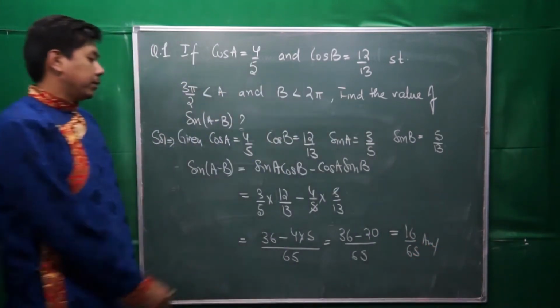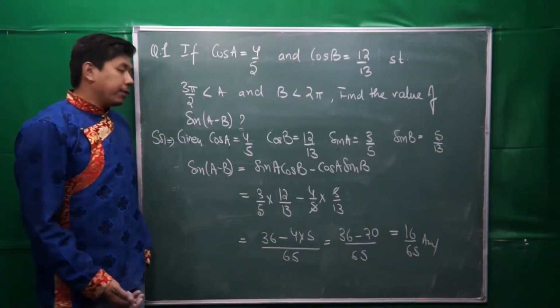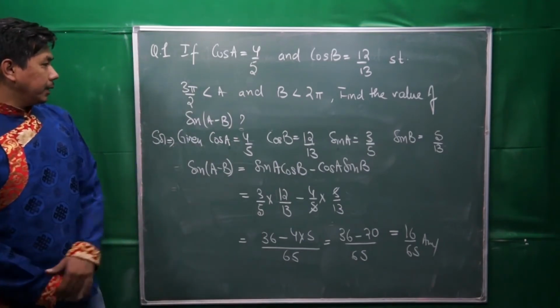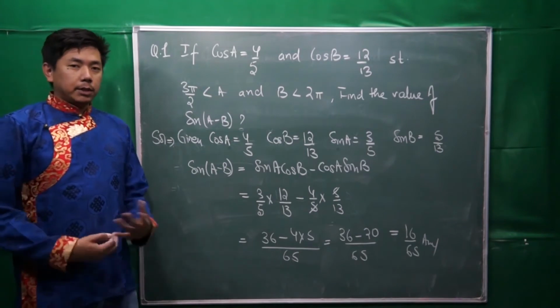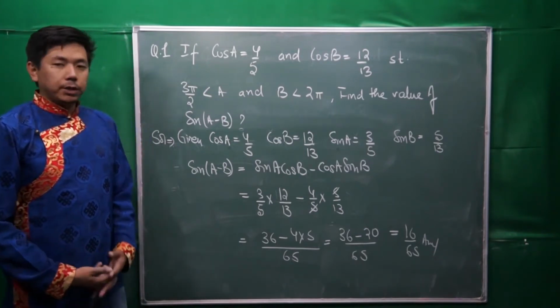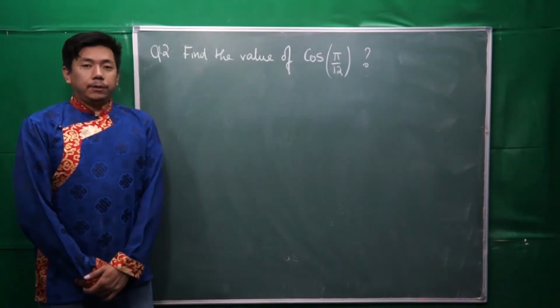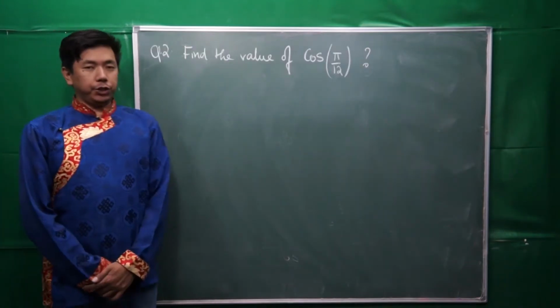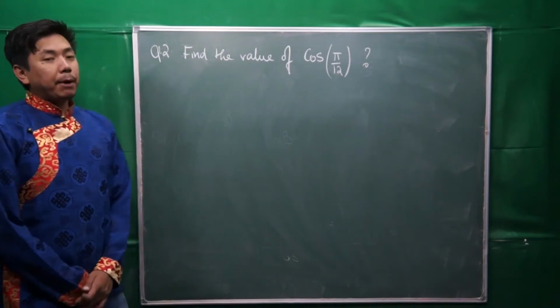Okay, so this is your answer. This is the value of sine A minus B. Simple. So this is how we are going to apply the formula in solving the question. Now, the second type of question, in which you need to find the value of cos pi by 12.